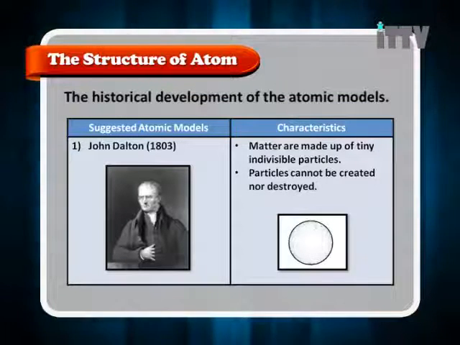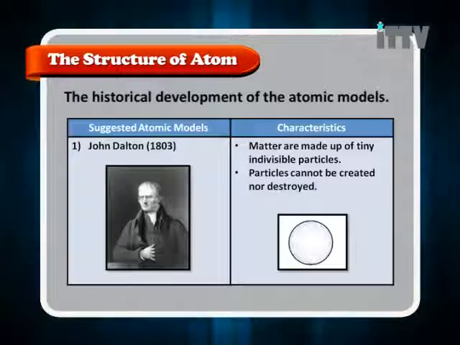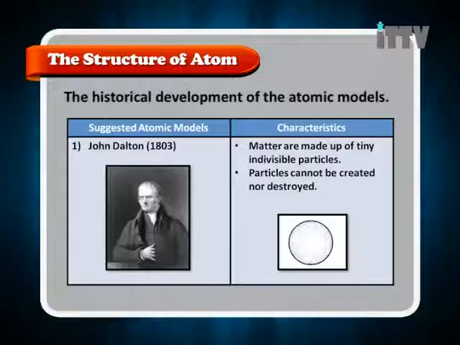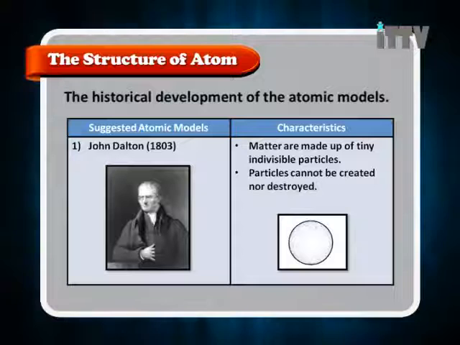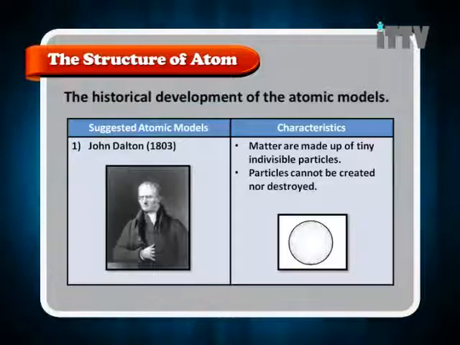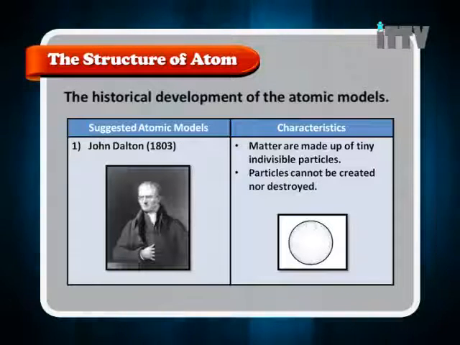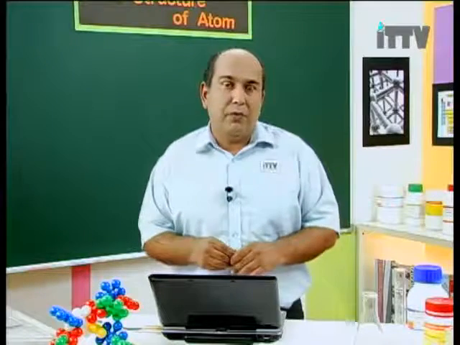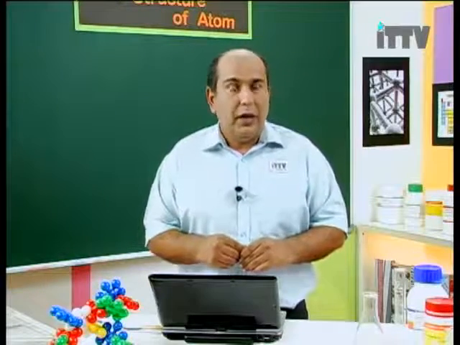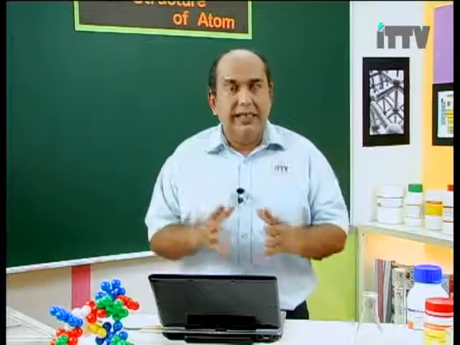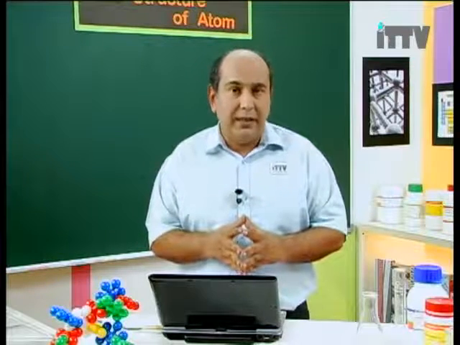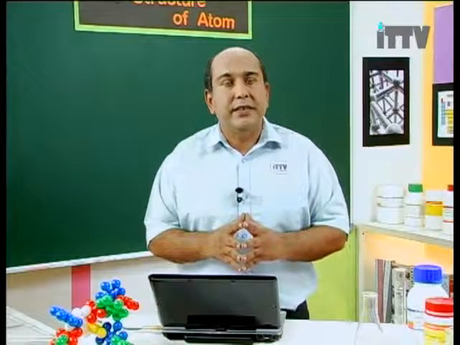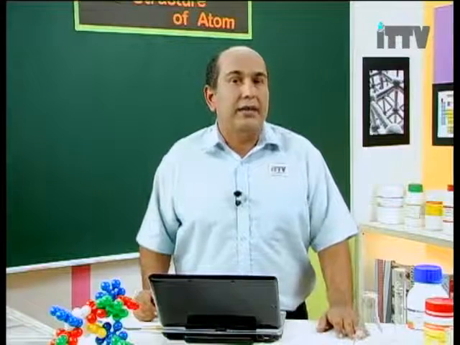Number 1, John Dalton, 1803. Characteristics. Matter is made up of tiny, indivisible particles. Particles cannot be created nor destroyed. So the history of the atomic model begins with John Dalton, and he said that you have the tiniest of all things, which he called a particle, and the key thing here is he said it cannot be destroyed or split into anything even smaller.